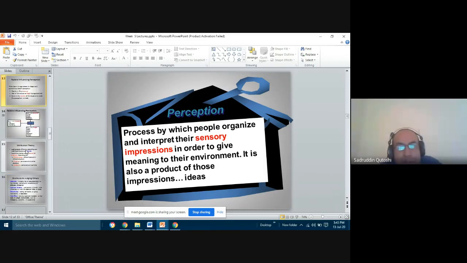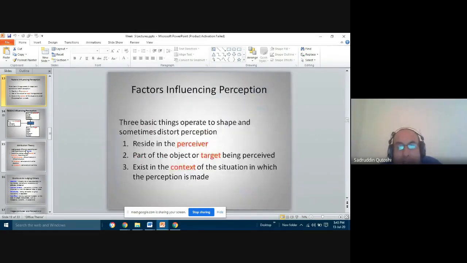There are many factors which influence the perception of a person. When you look at how these factors influence your perception, there are the perceiver, target, and context. These three factors are very important to understand while understanding the factors influencing perception.